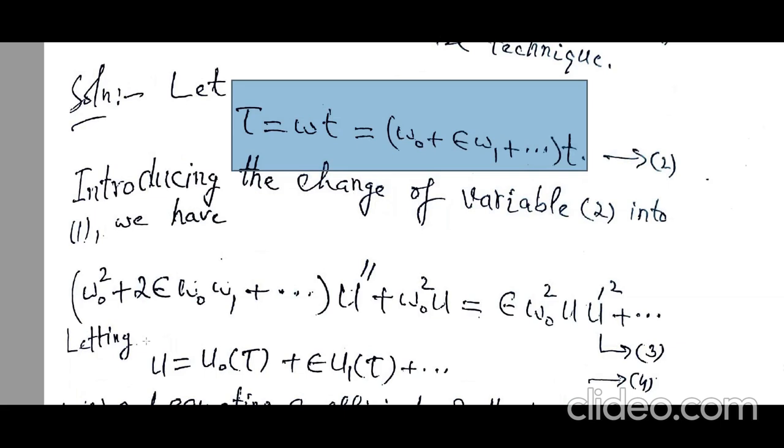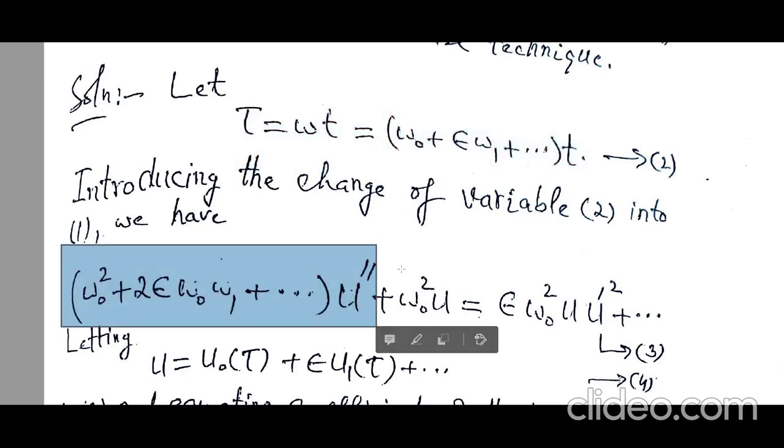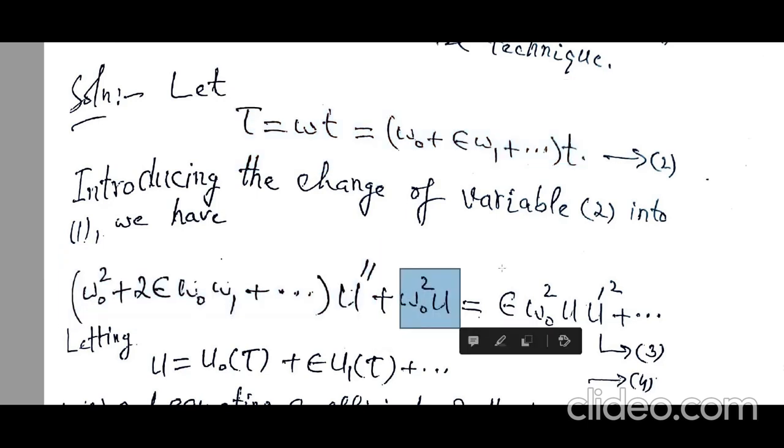Now changing the derivatives from t to tau, you can see that the second order derivative will be changed to omega naught square plus 2 epsilon omega naught omega 1 and so on, into u double prime. This is the first term. This is for the second term, and the terms on the right hand side will take this form.